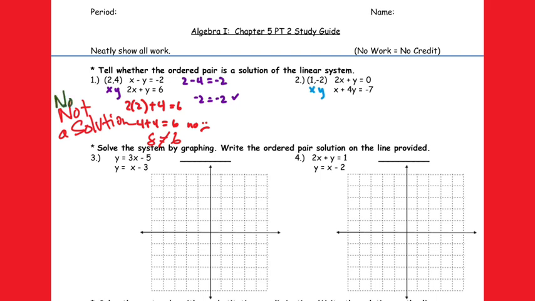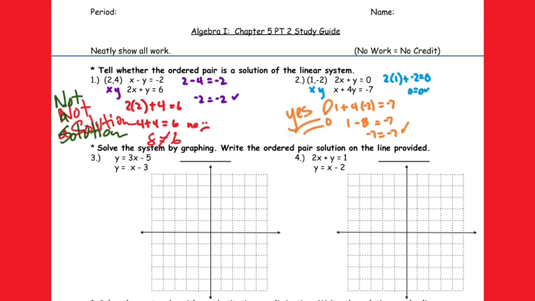Okay, let's look at this next one. We're going to substitute in our x and y values here. And we see with the first equation, it works because 0 does equal 0. And we substitute it in for our second equation, when x is 1 and y is -2. And we do the math and we see -7 equals -7. So both are true. So yes, it is a solution.